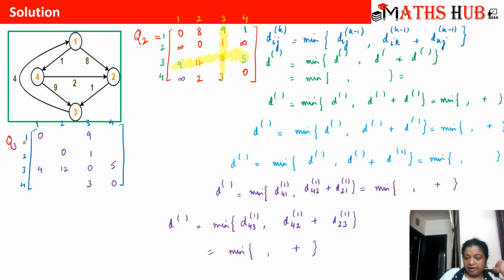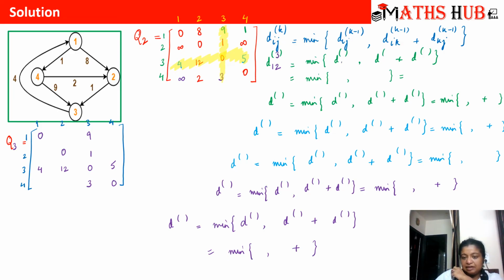I hope you are getting these steps, right? Okay. So now let us write down the first one. The first entry that we need to calculate is D12. So what is D12 in the new matrix, that is 3?